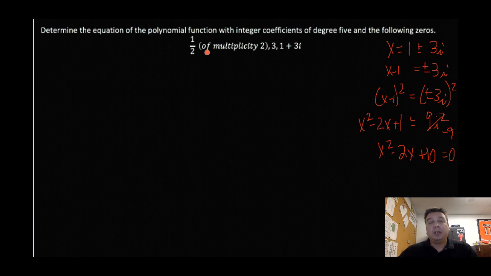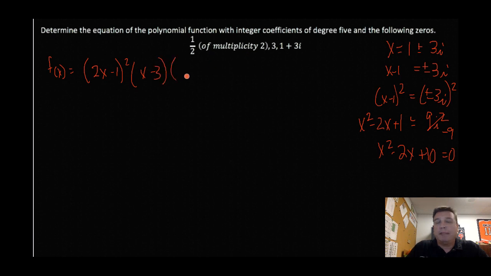Now my other 3 zeros, because in this case it says I want a degree 5. Well, I've got 1/2 with multiplicity 2, so that means I have 2x minus 1 squared. Then I have 3, so that's going to be x minus 3, which has a multiplicity of 1. And then I have my last one here, x squared minus 2x plus 10.